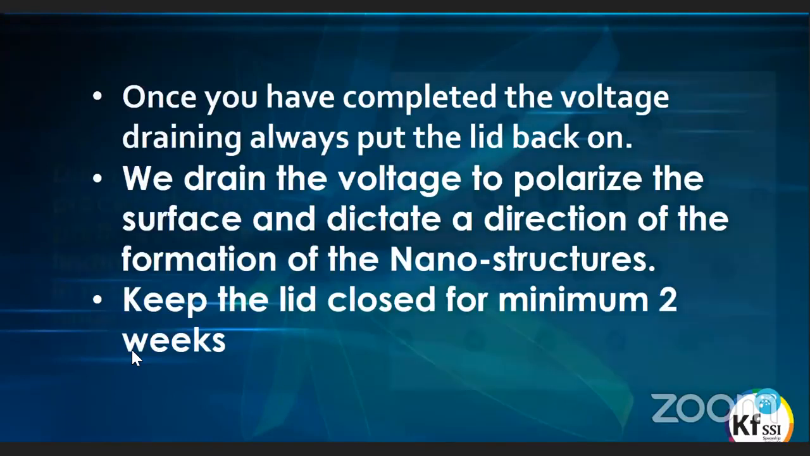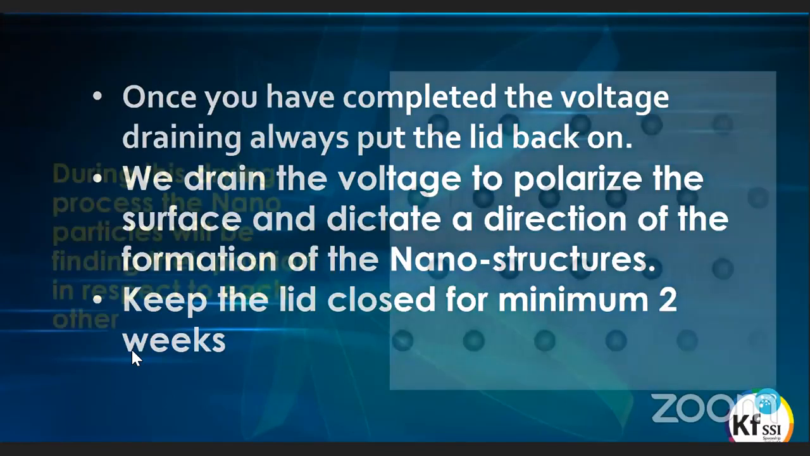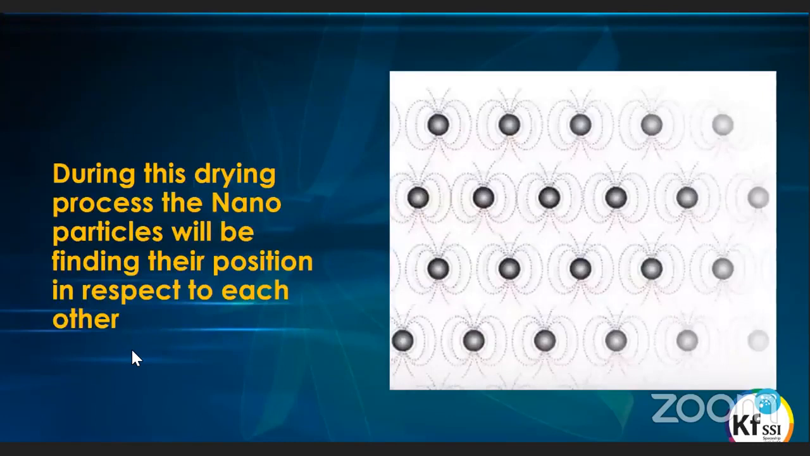So, what is happening during these 2 weeks? Well, during this drying process, the nanoparticles will be finding their position in respect to each other. So you are draining and you're dictating a certain direction, but because they are still wet, they are still moving, they're still positioning, you know, like two little magnets. They've got to find their position in relation to each other. And that's basically what is happening during this process.